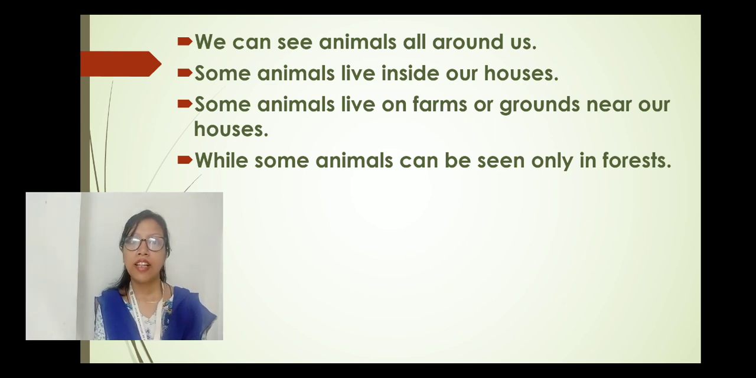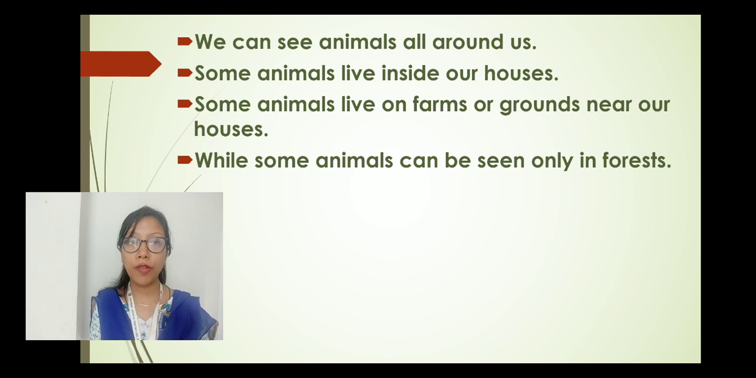These animals, are they found inside our home? No, they can be seen only in the forest. They are wild animals and can be found only in the forest. Now, have you seen any elephant inside people's homes? No, we don't keep elephants inside our houses, because an elephant is such a big animal that the house becomes very small for the elephant.